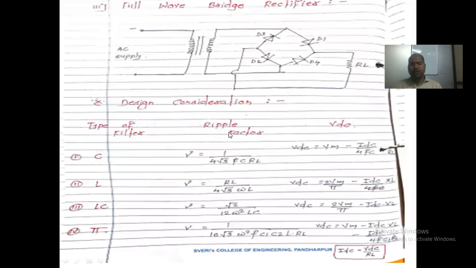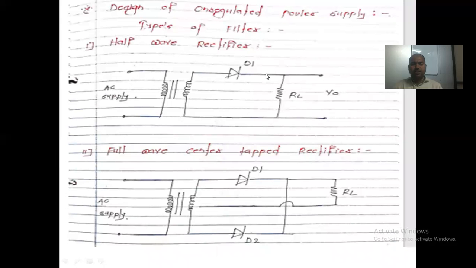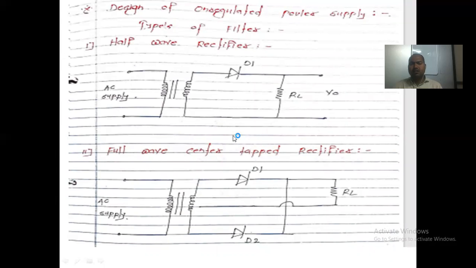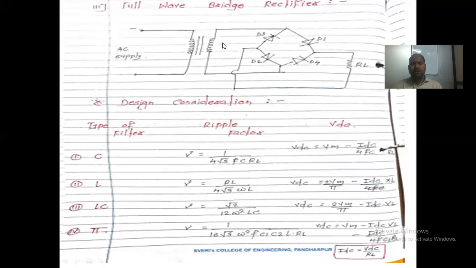Now let us see the actual problem situation, that is, designing an unregulated power supply for different configurations. We have seen up to this: this is the half wave rectifier, this is the full wave center tap rectifier, and the third is the bridge type configuration. These three types of rectifier are used for the unregulated power supply, and the design depends on the particular type of filter used.